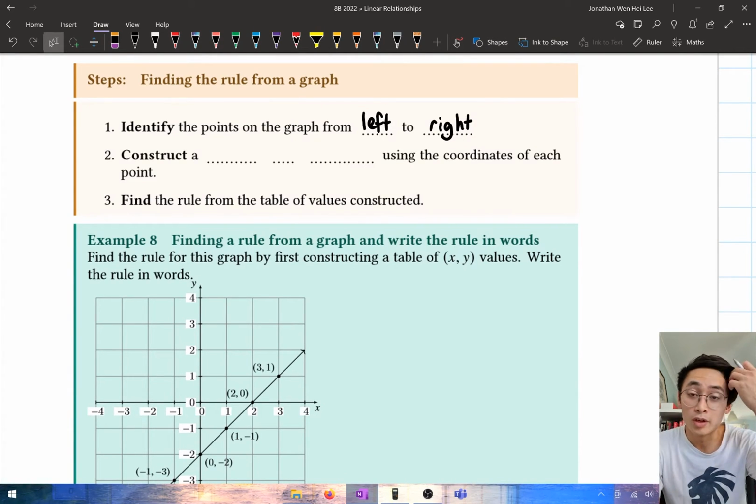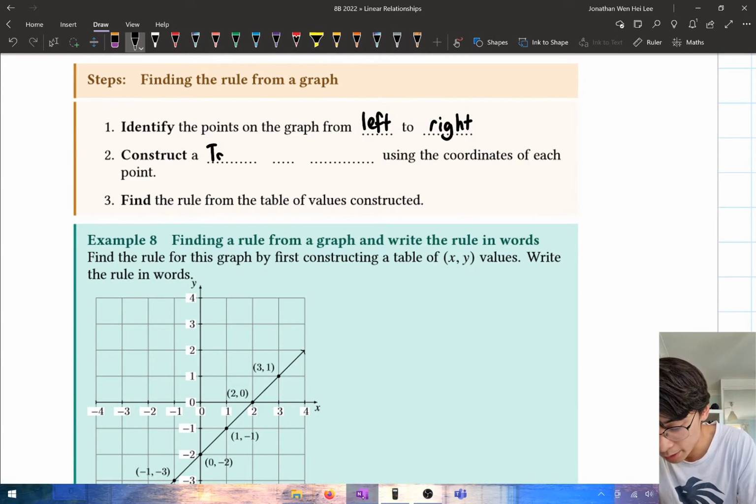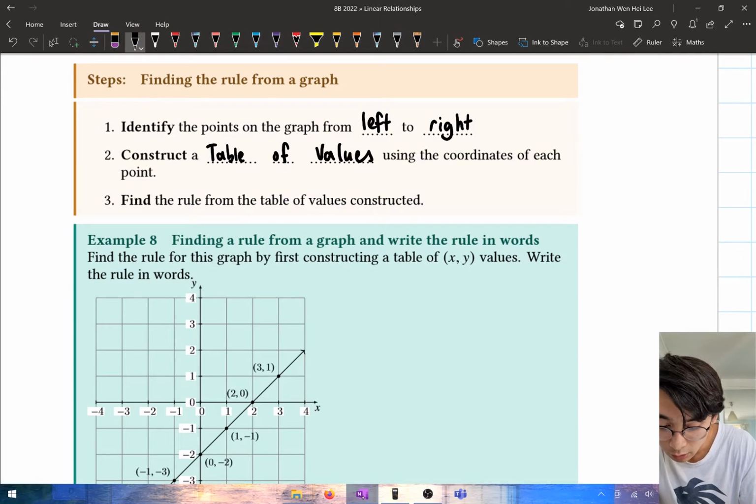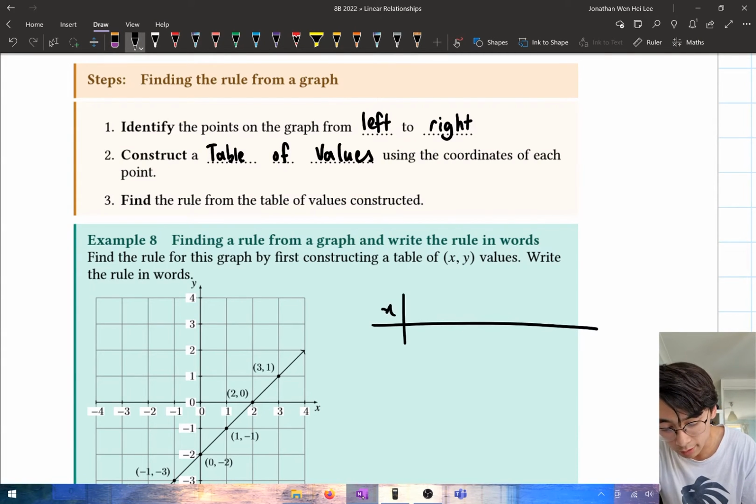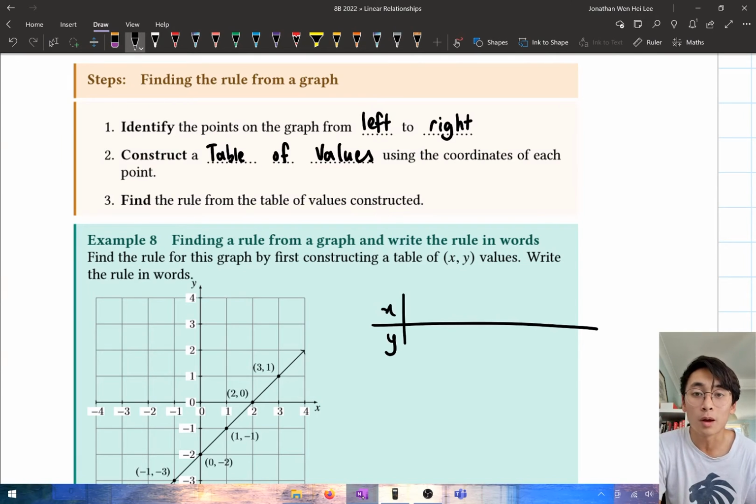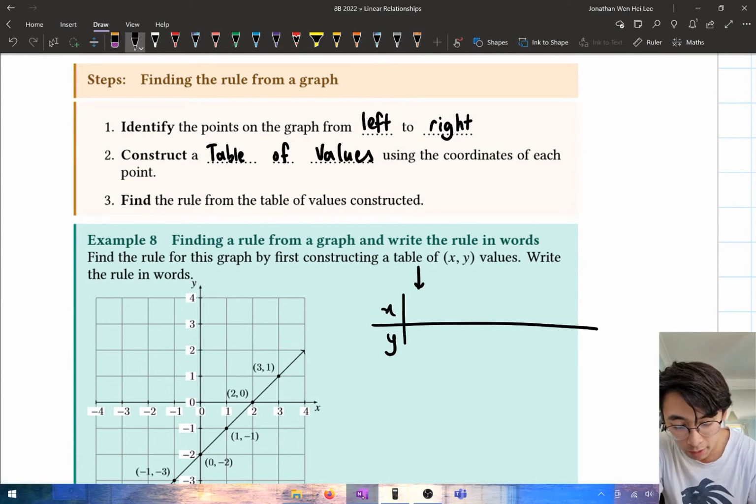Then, using these points, we want to construct a table of values. What we want to do is just draw up a table that looks something like this, x and y, and include all our points here. So just remember, each column is one coordinate.